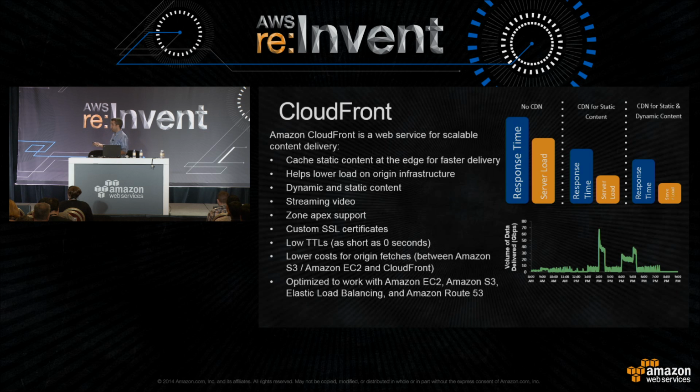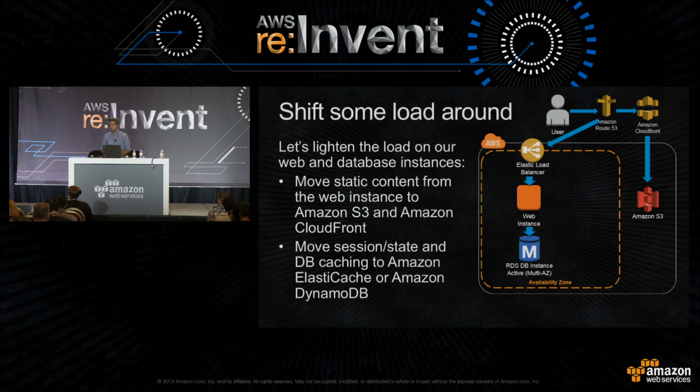And at one point, you can see here that CloudFront was serving over 70 gigabytes per second out of it for that one customer. And the customer didn't need to do anything to make that happen. They just needed to configure CloudFront. So really high-scale service to really help the performance of your web applications. So we've shifted some of that load now from our web tier off to S3 and CloudFront.